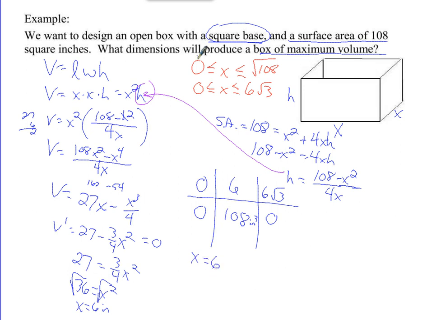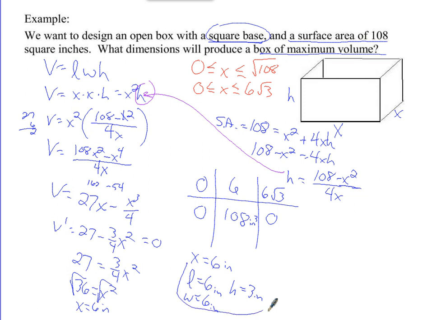What dimensions will produce a box of maximum volume? So x equals 6 inches produces this box of maximum volume. So we need a length of 6, a width of 6, and a height of... Take the 6 and plug it back in over here. We have 108 minus 36. That's 72. And then 4 times 6 is 24. 72 divided by 24 is 3. So these are all inches.